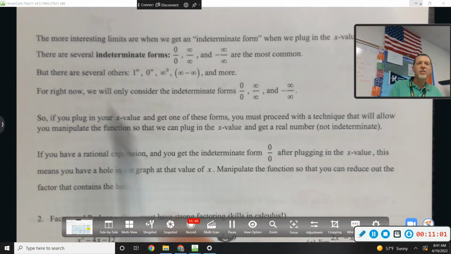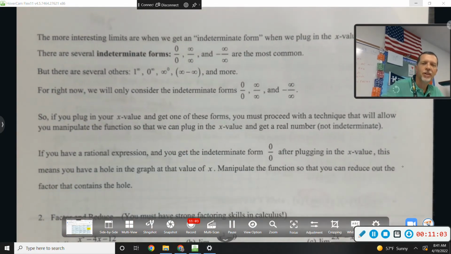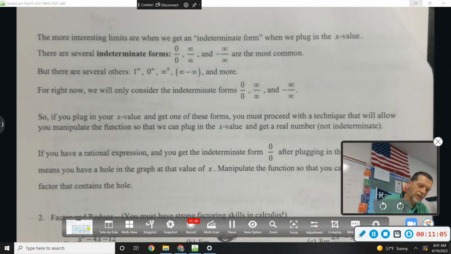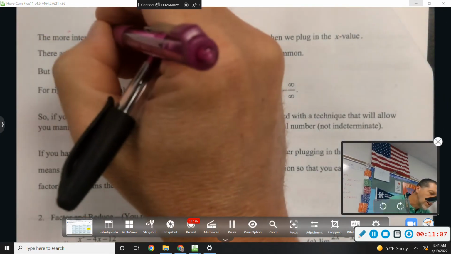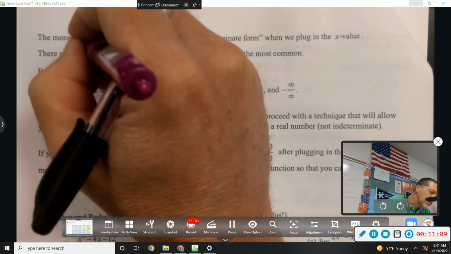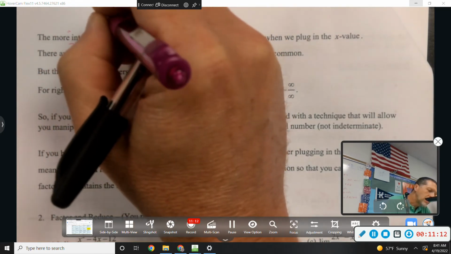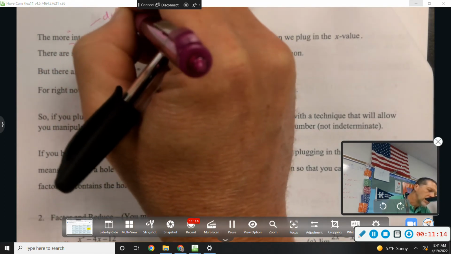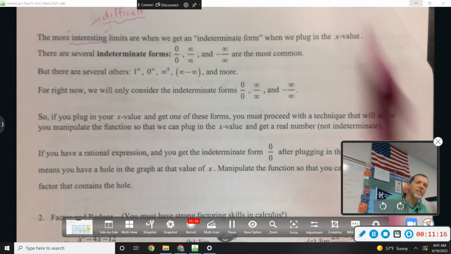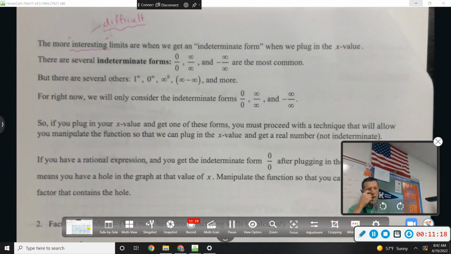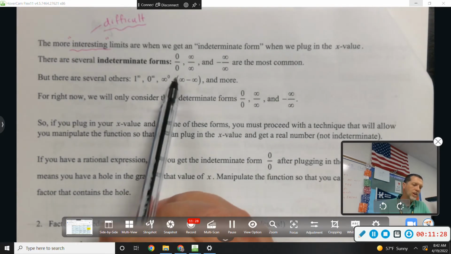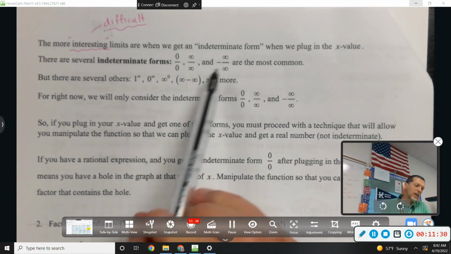The word "more interesting" should probably be in quotes there, right? Like, interesting to who? Whenever a math teacher says interesting, it really means difficult. Right? You can make that substitution most of the time. The more interesting limits, code word for difficult, are when we get an indeterminate form when we plug in the x value. So if we get 0 over 0 or infinity over infinity, what does that mean?